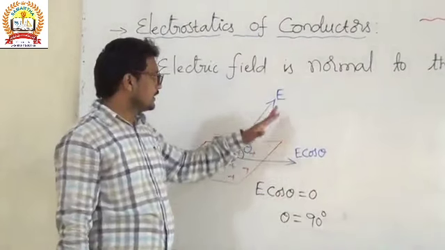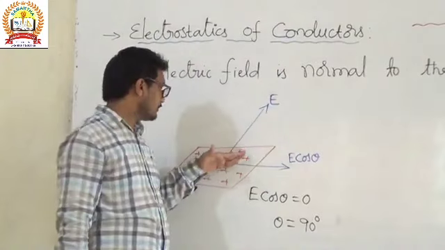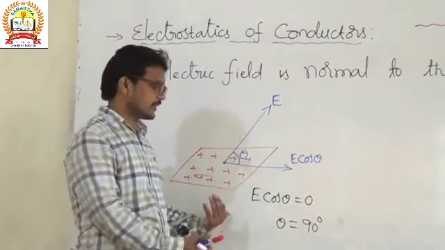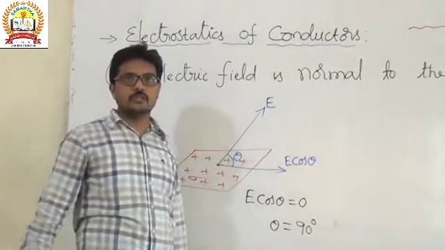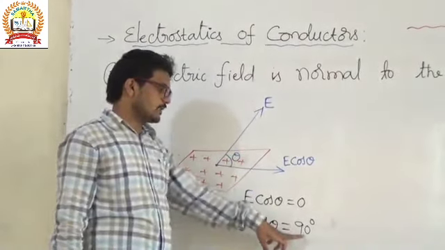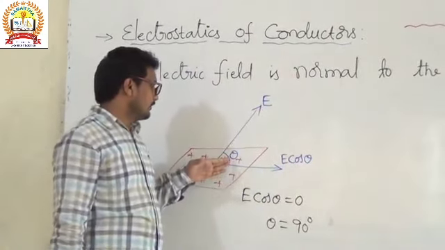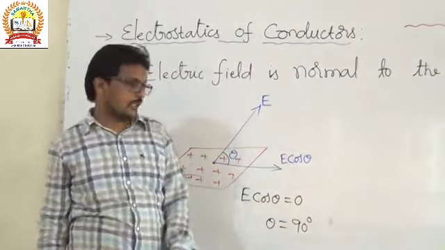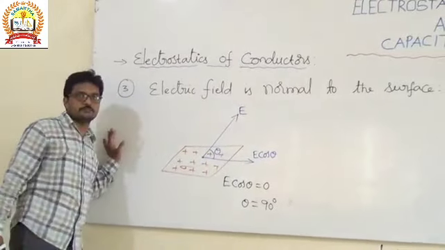It means that the electric field is always normal to the surface of the conductor. So we took a contradiction, assuming it is not exactly perpendicular to the surface, and by that we got theta equal to 90 degrees. It means that the electric field is not at some angle theta, it is exactly perpendicular to this surface. That is one of the points: the electric field is normal to the surface.